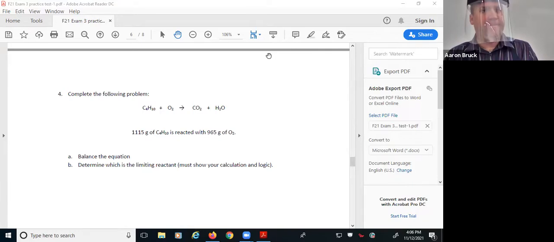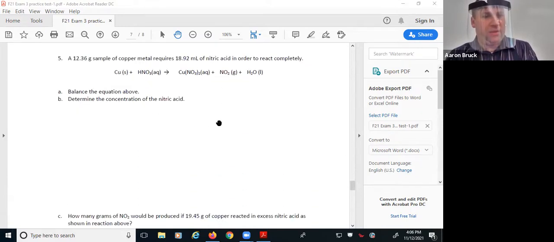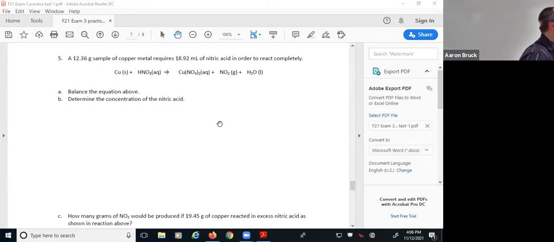Is there any chapter 8 in this? Yeah. The chapter 8 would be the solution stoichiometry. So on this particular exam, I didn't do a titration. I did solution stoichiometry instead.